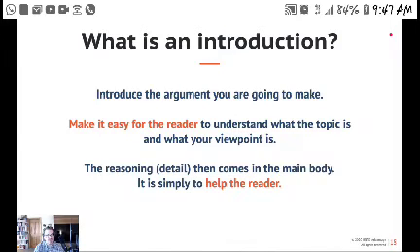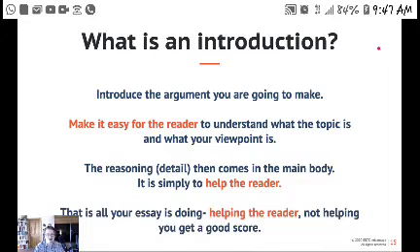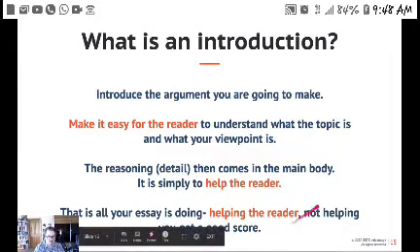It is simply to help the reader. The introduction is simply to help the reader and make it easy for them to understand what is coming next. That is all your essay is doing, helping the reader, not helping you get a good score. Most students focus on getting a good score, but while they are doing that, they are not really focusing on the main reason why you write something. You write something to help the reader understand what is in your head. So make it easy for the reader. Help the reader. Help the reader.